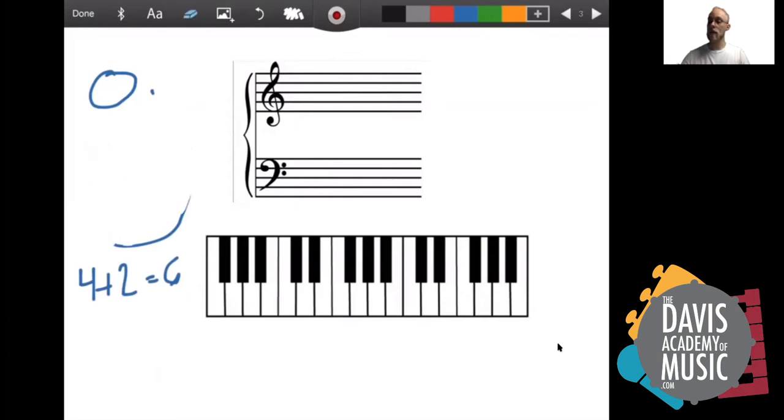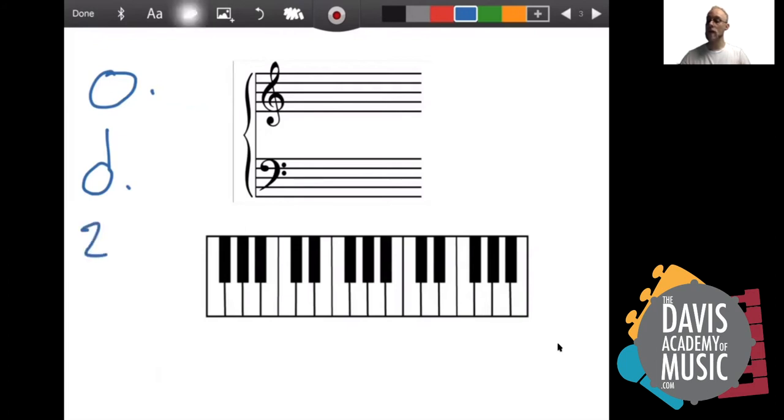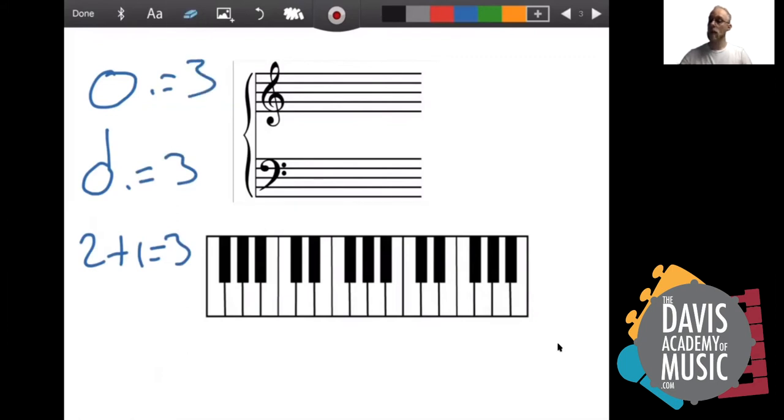Let's do the same thing for a dotted half note. So if we take a half note and we add a dot to it, we initially take half of the half note value, and the half note value is 2. So if we divide that in half, we get 1. So we would add 2 plus 1, which would give us 3 beats. So this would equal 3 beats. Our dotted half note would be 3 beats, and our dotted whole note at top would be 6 beats.